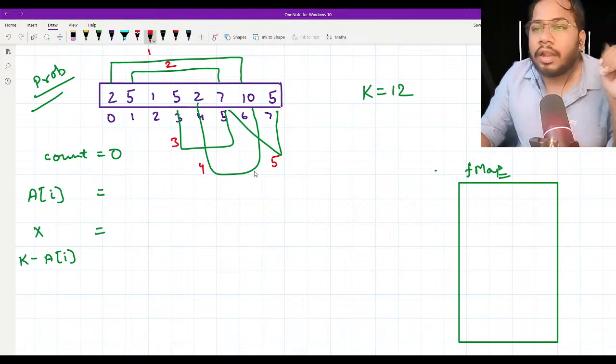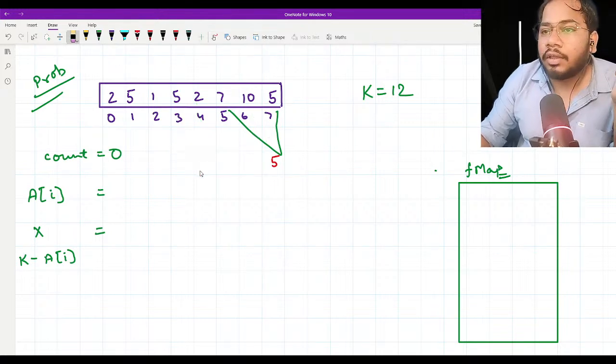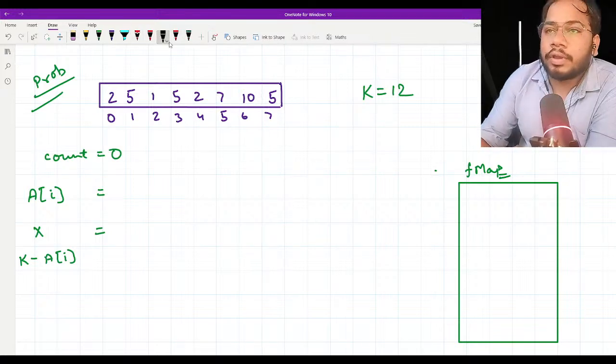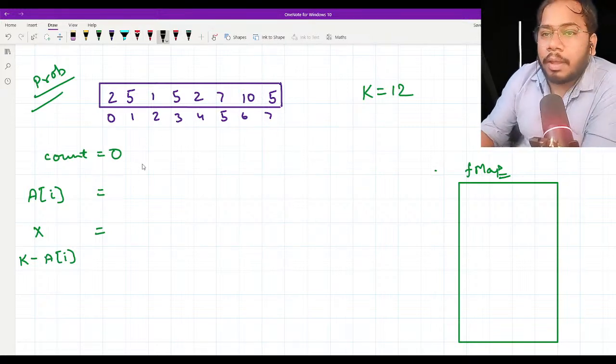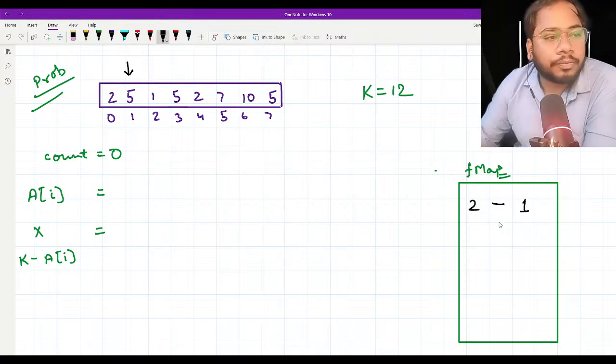Okay, and let's do it using the second method. In the second method, we are using a frequency map. So we are starting from here. We are just putting this value in the frequency map with frequency 1.